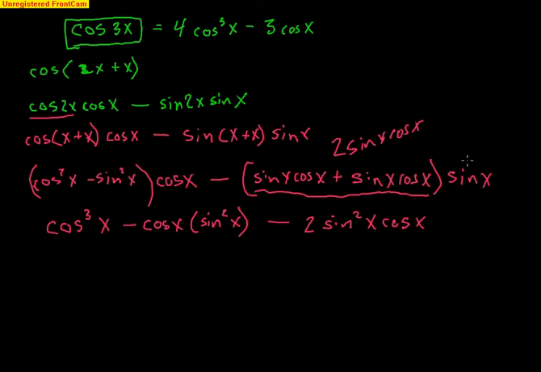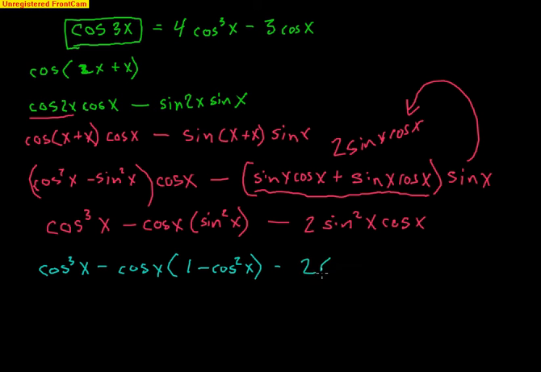Now, I notice my answer here does not have any sines, so I'm going to go ahead and change the sine squareds to 1 minus cosine squareds. So I get cosine cubed of x minus cosine of x times 1 minus cosine squared of x minus 2 times, in parentheses, 1 minus cosine squared of x times cosine of x. And now I'm going to do some distribution here, and I should be finishing off the problem very shortly. Distribute, I get negative cosine of x times 1 is negative cosine of x plus cosine cubed x.